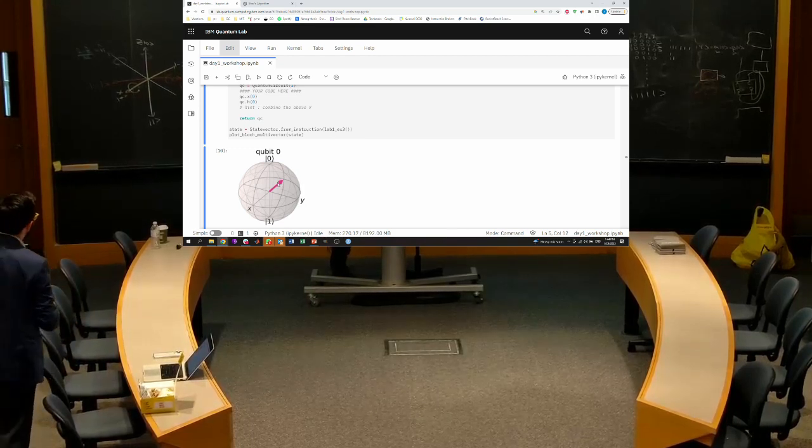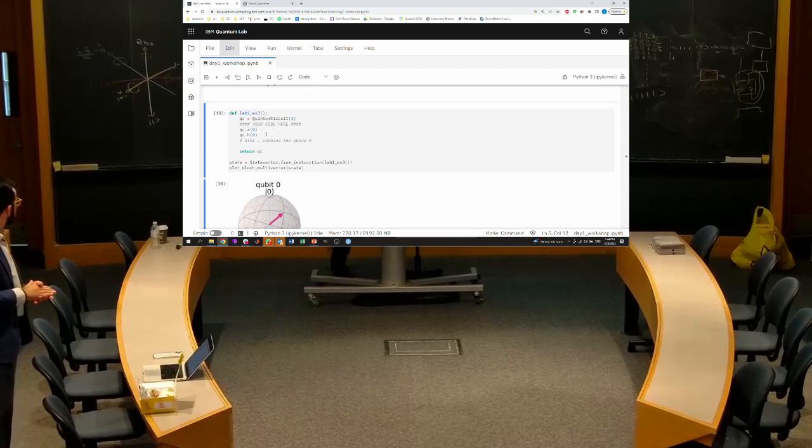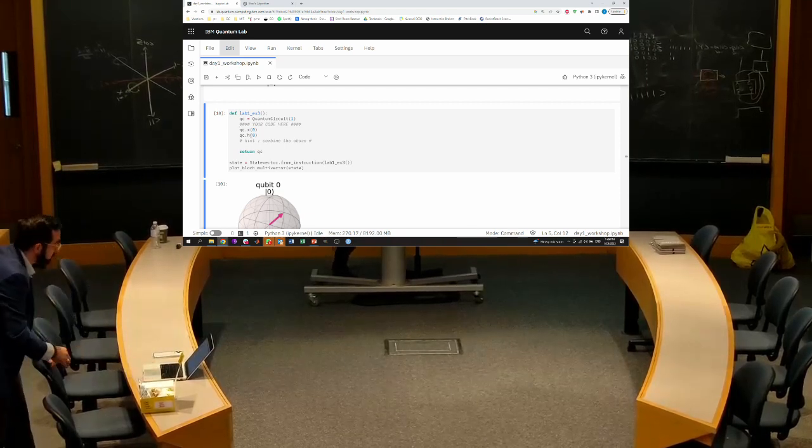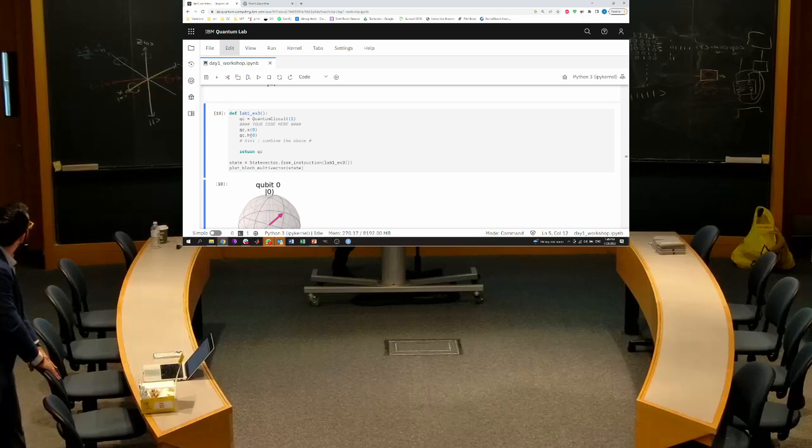One thing I do want to show you: we said that if we want to get from 0 to minus, we need to do X and then H. Does it matter if we do it in this order or in a different order? So what will happen if we do H and then we do X? It's the same operation, same things, right?